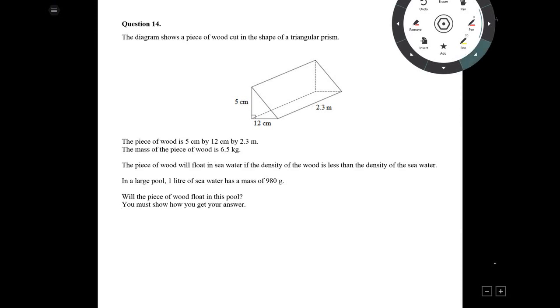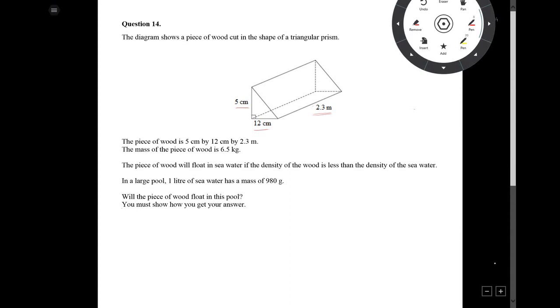So already I found something in this question that I need to act on. You see how the dimensions, the 5 and the 12, are in centimeters. The last one is in meters. So I want to bring them all to the same unit. I'm going to turn this meter into centimeters. You can work in centimeters, or you can work in meters, whatever you choose, just be consistent throughout the question.